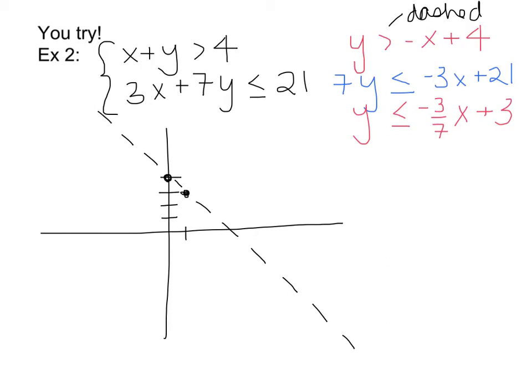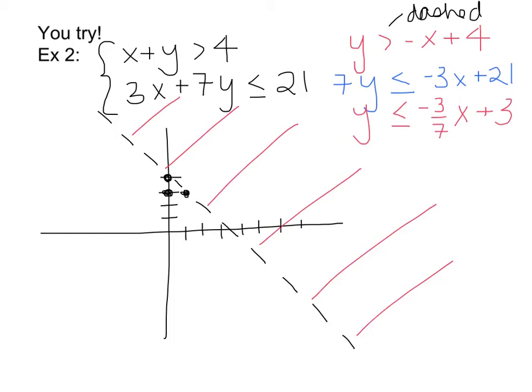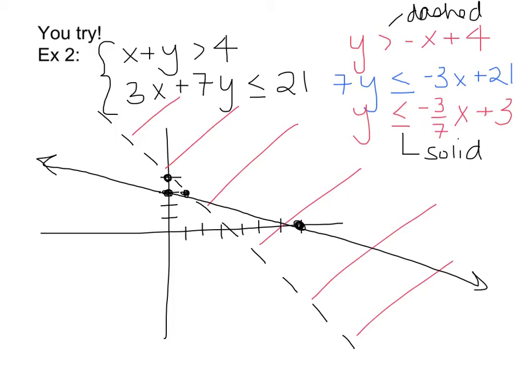And since it's greater than, you should shade everywhere above it. Okay, let's graph our second line at positive 3 on your y-axis. And then you go down 3 and to the right 1, 2, 3, 4, 5, 6, 7. And since this is less than or equal to, that should be a solid line. And since it's less than, you should shade everywhere below this line.